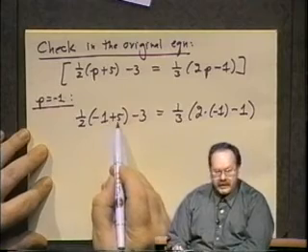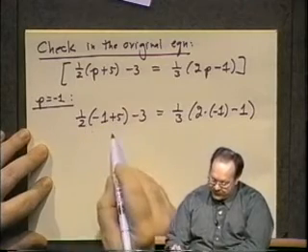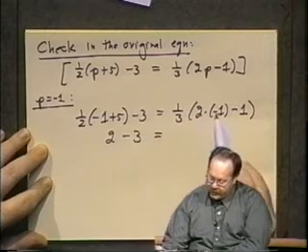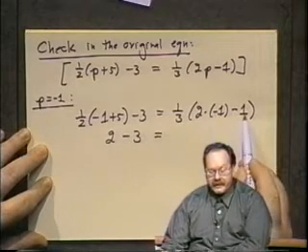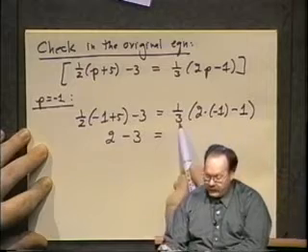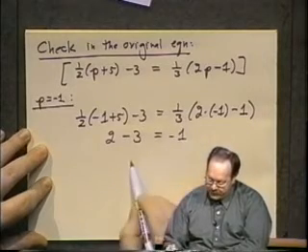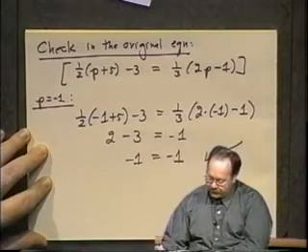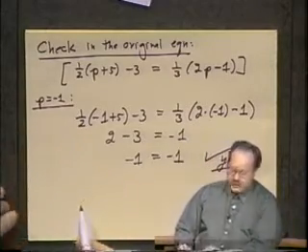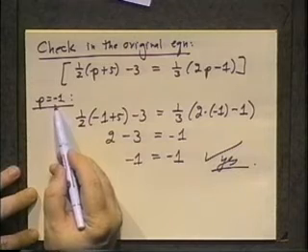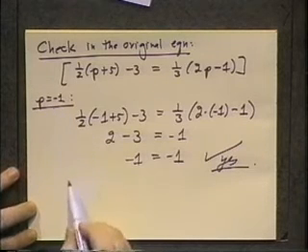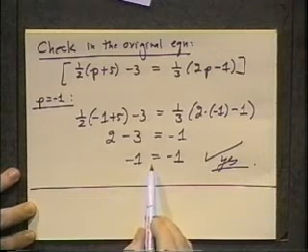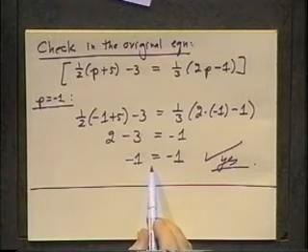The minus 1 plus 5 in here is 4. 1 half of 4 is 2. So we have 2 minus 3 there. Inside here we have a minus 2 and a minus 1, that's minus 3, times 1 third is minus 1. So we get minus 1 equals minus 1. And yes, that is true. So that means this number p equals minus 1 actually does work in the original equation. It solves the original equation. It makes the original equation into a true statement.